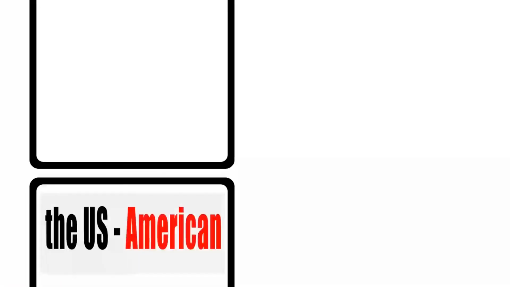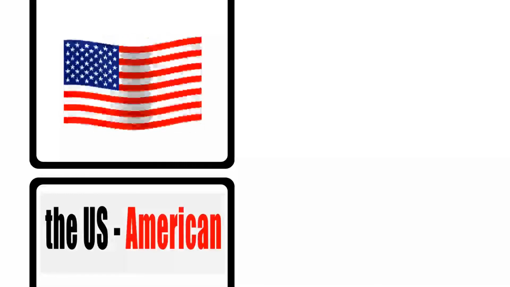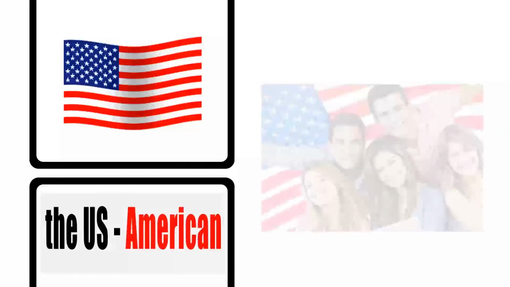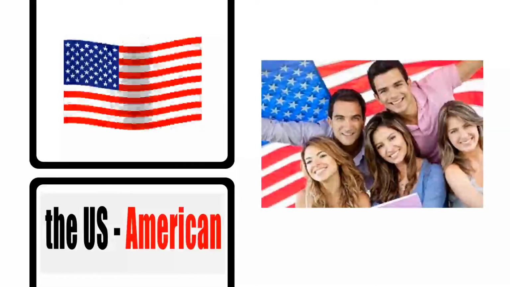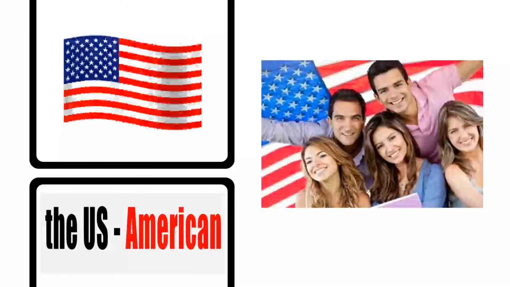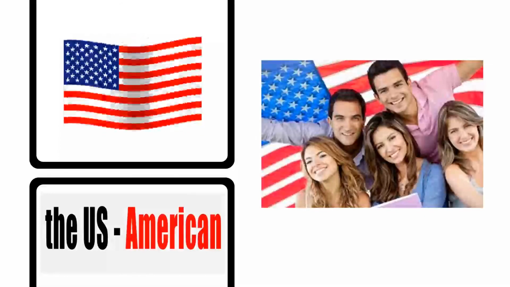Okay, the next vocabulary is the US, American. The US, American. Okay, so the US is this country. We have learned about it last week. And American is the people who live in America. This is American. So I repeat, the US, American. Okay, so let's proceed to the next one.